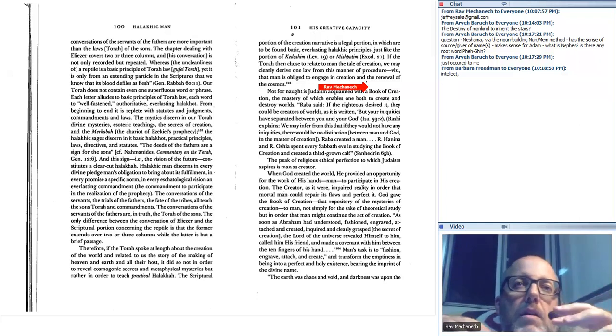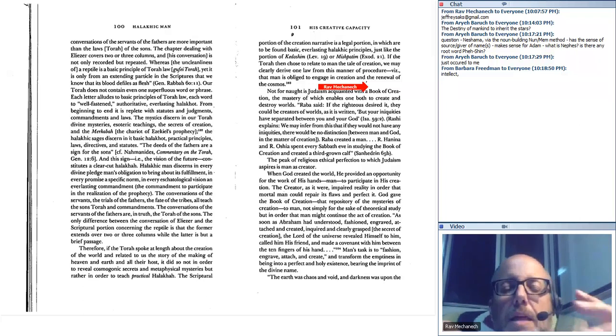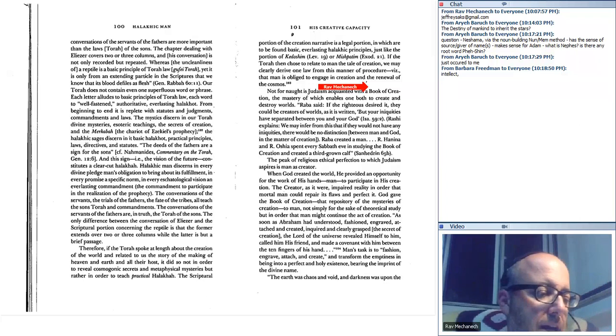But because of our shortcomings, the degree to which we can fully engage our being B'Tselem Elokim, in God's image, is limited, and therefore our ability to create and to act creatively has been eclipsed. And this is a Kabbalistic idea that the Rav introduces here: that at least in potential we have even greater creative capacity, which has been sidetracked. The peak of religious ethical perfection to which Judaism aspires is man as creator.